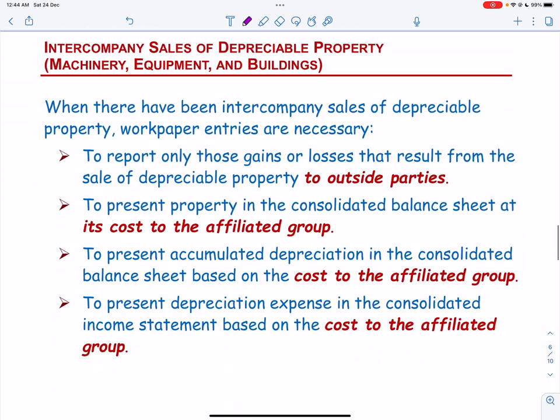So the intercompany sale will be recorded both in the financial statements of the parent company and the subsidiary. However, the consolidated financial statement will report it at historical cost for the affiliated group, and any gain or loss on such transaction will also be eliminated. In case of depreciable assets, the gain on intercompany transaction is recognized in piecemeal, that means gradually through depreciation.